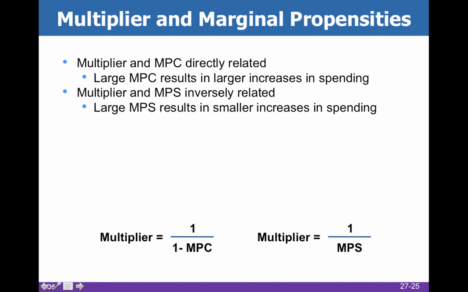So, assuming that we know our marginal propensity to consume, 0.75, we take 1 minus 0.75, which is 0.25, and then 1 divided by 0.25 gives us our multiplier, okay? So you can read through this, give it a pause.